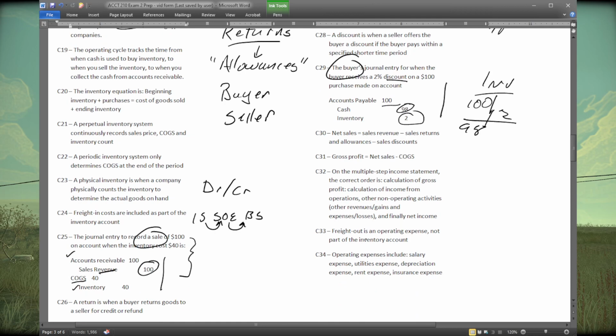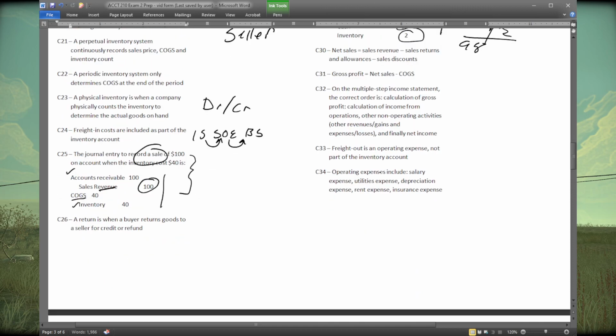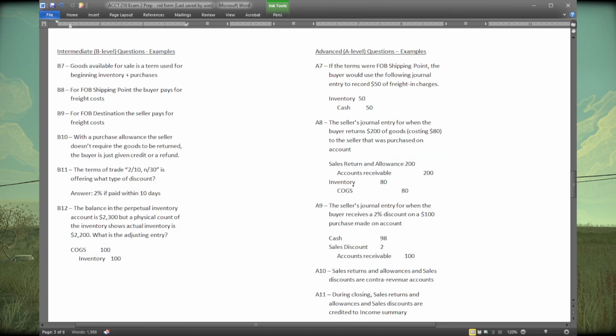Okay, the rest of them are kind of knowledge questions. Just make sure you read them and then also practice the quiz. Let's keep moving on. Here are the intermediate and advanced level questions for Chapter 5. Again, some of them are going to be knowledge. These two are kind of important to know.